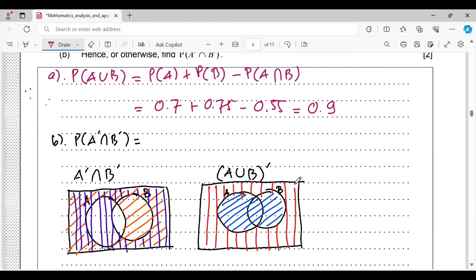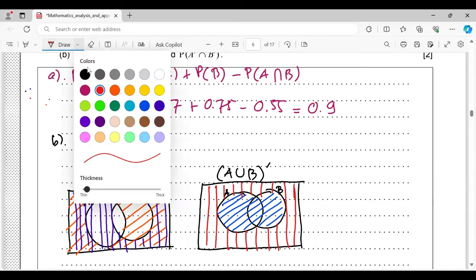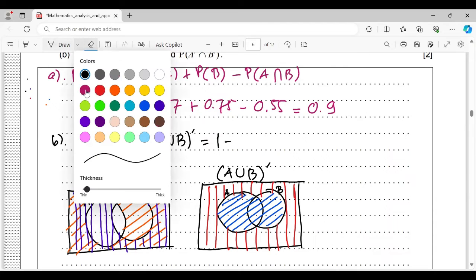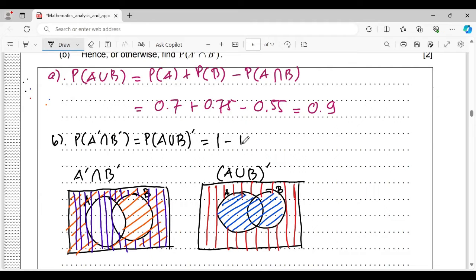Area out of A union B. So we can say that probability of A' intersection B' equals probability of (A union B)', or it becomes 1 minus 0, the formula first, or 1 minus probability A union B. Probability A union B means all elements out of A union B. It becomes 1 minus 0.9, which is 0.1.